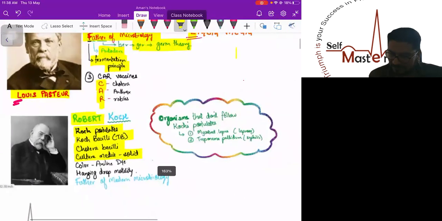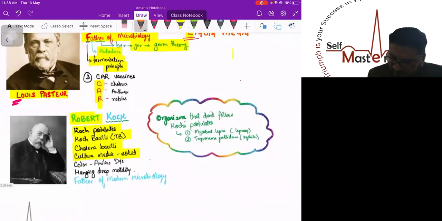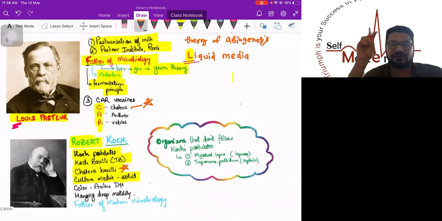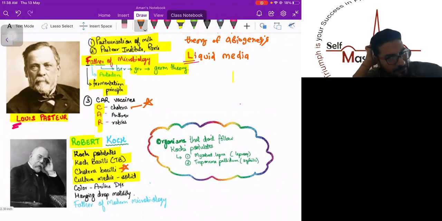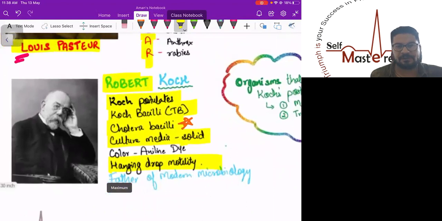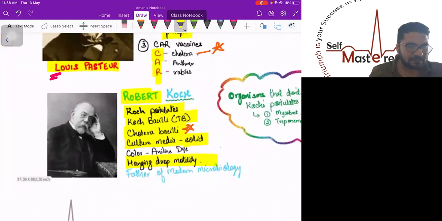So just understand this, I want to draw your attention here. The cholera bacilli was discovered by Robert Koch, and the cholera vaccine was discovered by Louis Pasteur. So both are two different MCQs that you need to understand. Then understand this, he gave the principle of hanging drop motility. And he is considered the father of modern microbiology. Robert Koch is considered the father of modern microbiology.